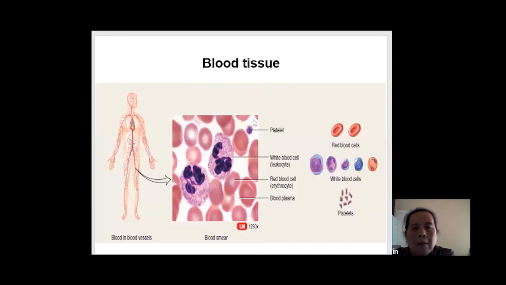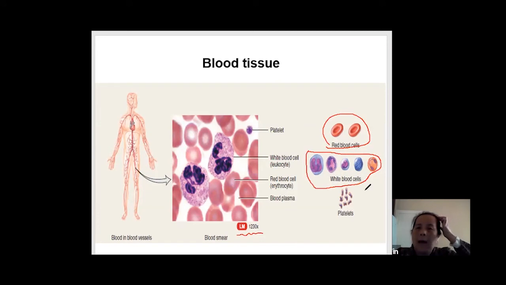So if we look at blood tissue under the microscope, you can see how it is magnified here. And then we can see some red blood cells. And we also have different kinds of white blood cells, basically 5 different kinds. And we have platelets. That's the blood cell part. And then we have the others, liquids and protein. So basically blood plasma includes the liquids and the protein, blood protein.